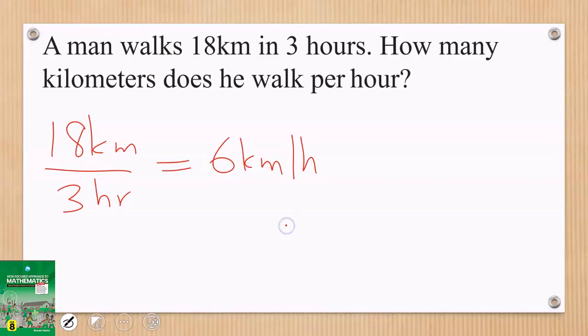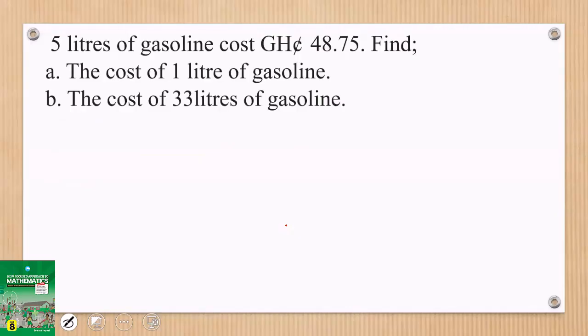Right. Let's take another example and see. 5 liters of gasoline costs 48.75. Find the cost of 1 liter of gasoline, and 2, the cost of 33 liters of gasoline. So if 5 liters will cost this, and we want to know per liter, then obviously we are going to do 48.75 divided by 5.